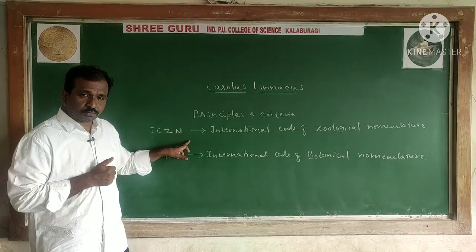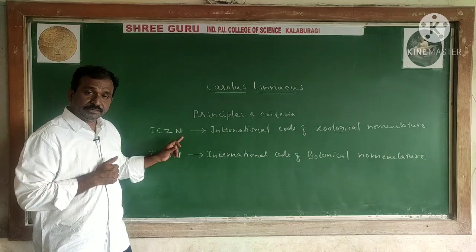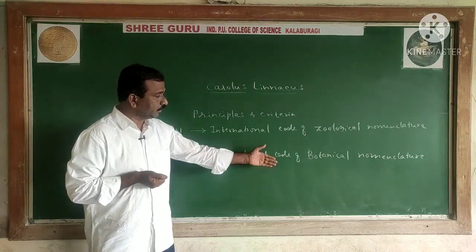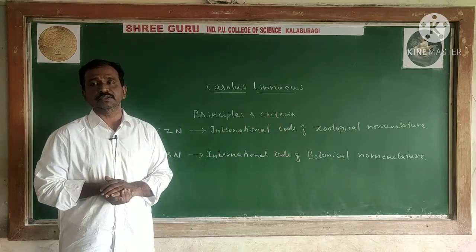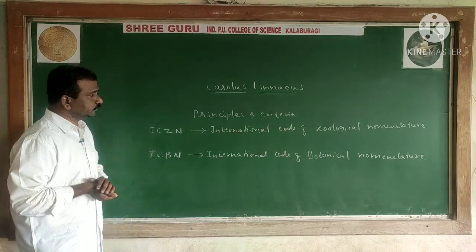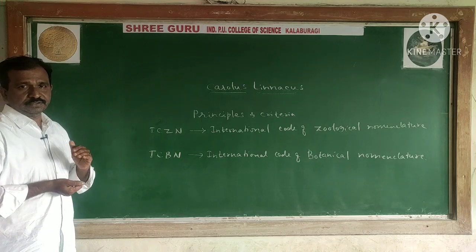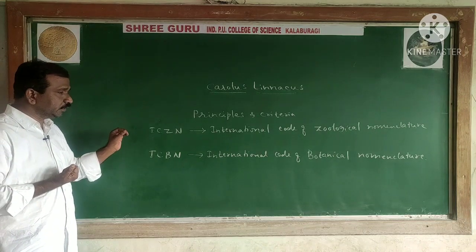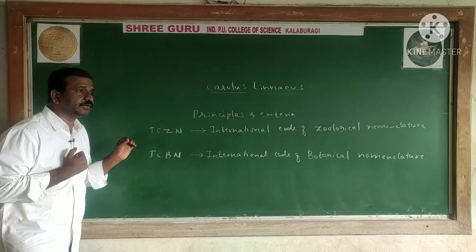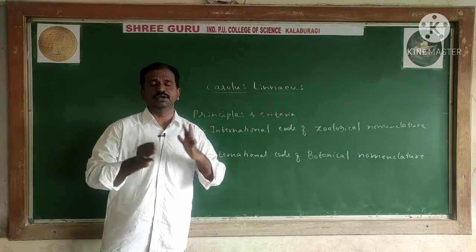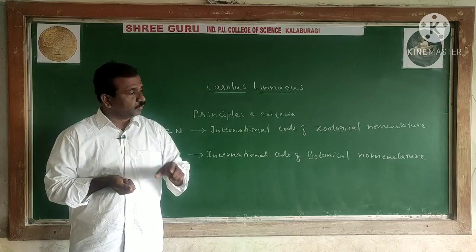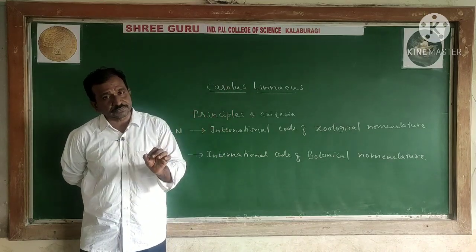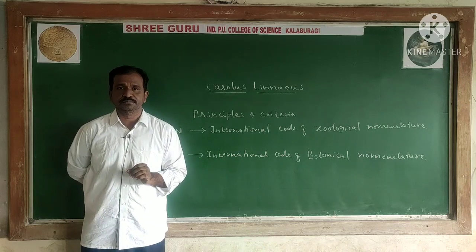This is one more question. Expand ICZN, expand ICBN anta kelabodu. Ondu botanical nomenclature, innondu zoological nomenclature anta helabodu. So like this, they start giving the scientific names. Why is it essential? Because to avoid confusion, and the scientific names must be accepted throughout the world. Yella kade idu onde name irbeku, onde normally acceptation irbeku. That is why scientific names are given.